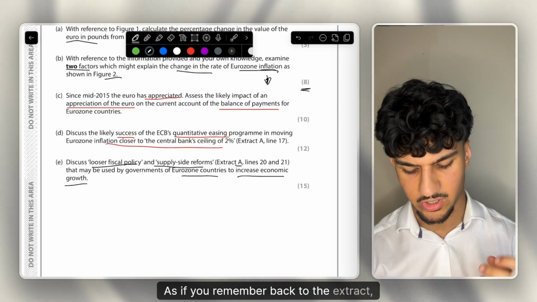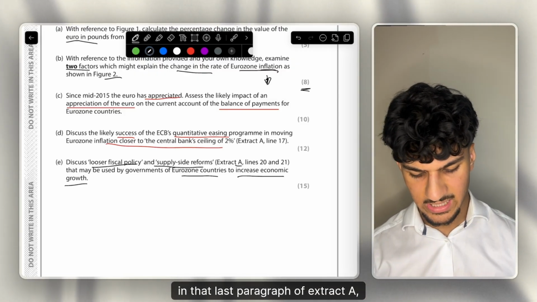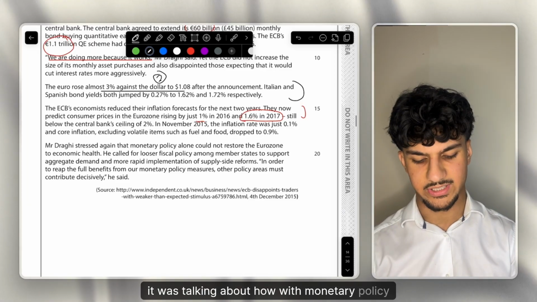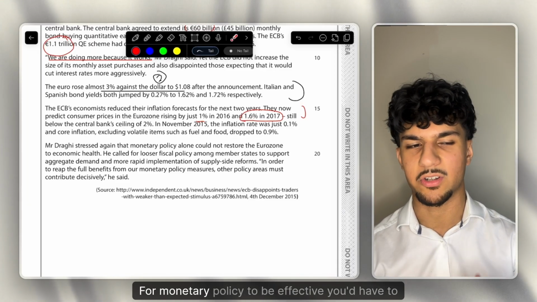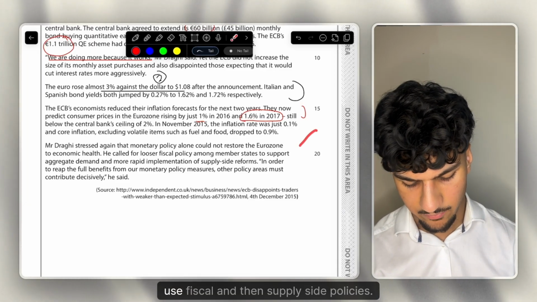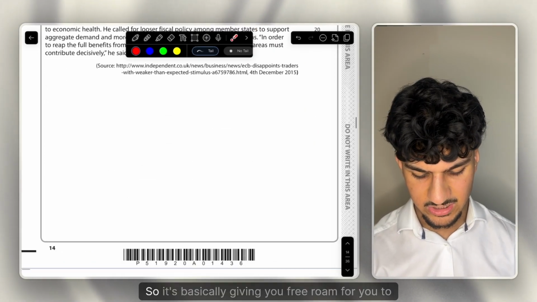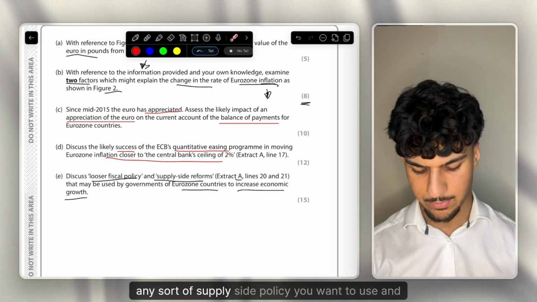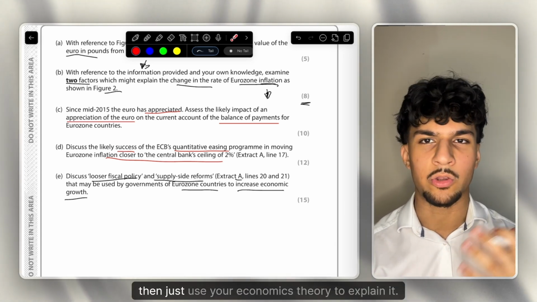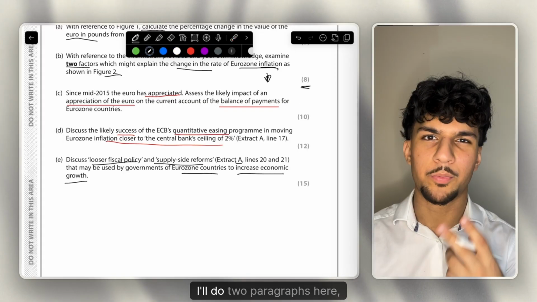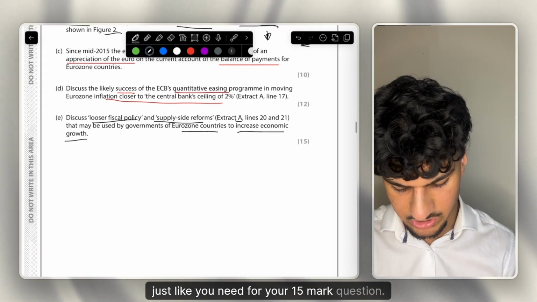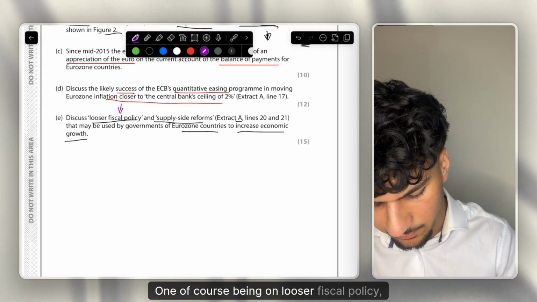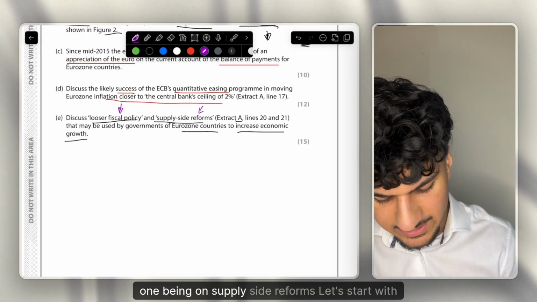If you remember back to the extract, in that last paragraph of extract A, it was talking about how for monetary policy to be effective, you'd have to use fiscal and then supply side policies. So it's basically giving you free roam to pick any fiscal or supply side policy you want, and then just use your economics theory to explain it. I'll do 2 paragraphs here, just like you need for a 15-mark question. One, of course, being on looser fiscal policy, and one being on supply side reform.